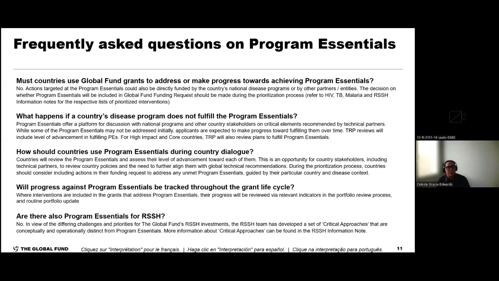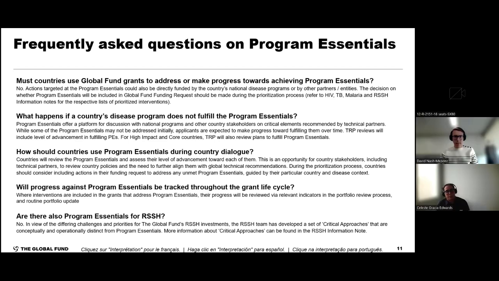So what we think is that this is a platform for discussion with national programs and other country stakeholders to see where these key interventions are being or not being addressed. And then they can discuss what is going to end up being funded by the Global Fund inside the funding request, and what of the other program essentials are going to be funded by other partners or by the national programs. What we would like to see is a progression. It's to see that the program essentials are being followed and that there is a progression, and this is not only one side, and that we see an increase in coverage.